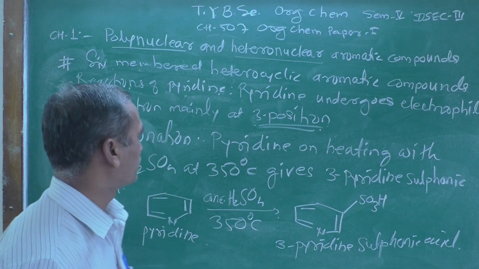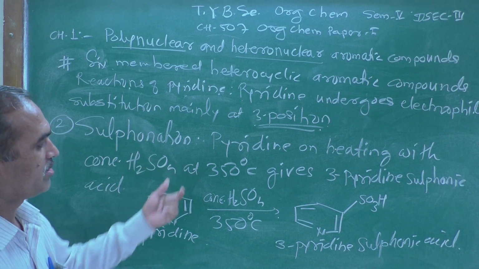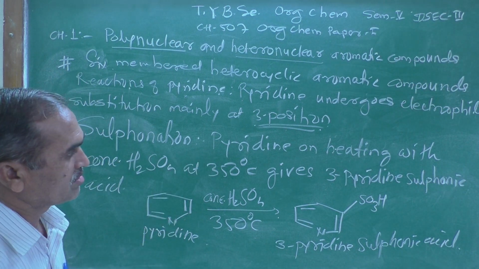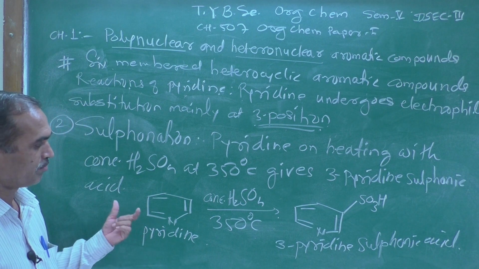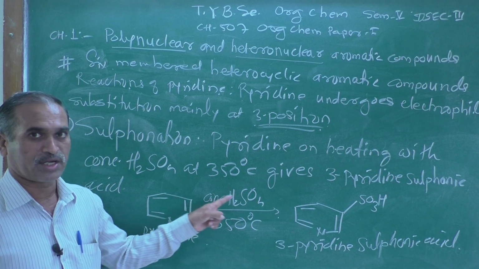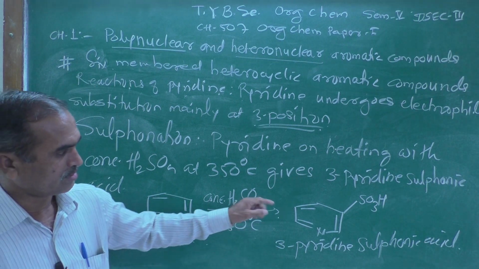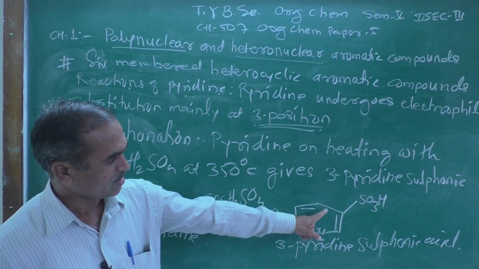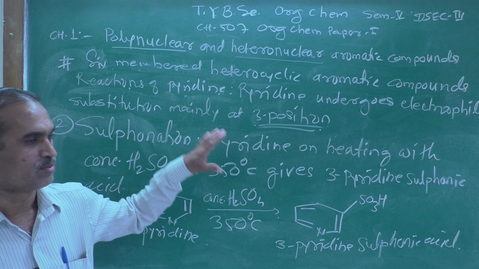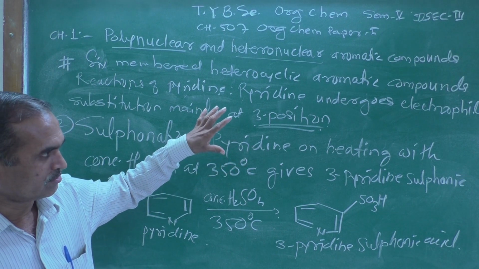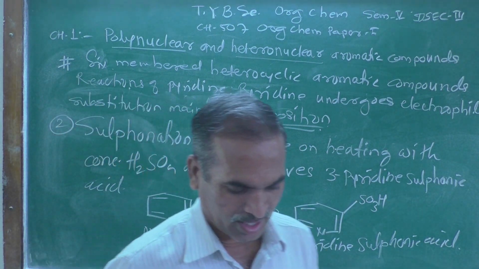See, once again, pyridine on heating with concentrated H2SO4 at 350 degrees centigrade gives 3-pyridine sulfonic acid. This is the starting material, pyridine. Look at here, concentrated H2SO4 and temperature 350 degrees centigrade give 3-pyridine sulfonic acid. Whatever is written in words is represented by the chemical reaction.